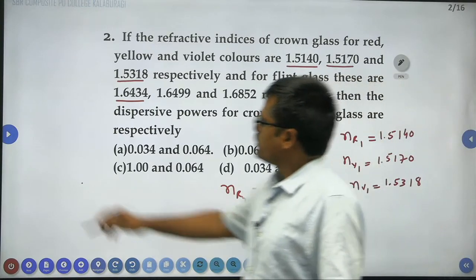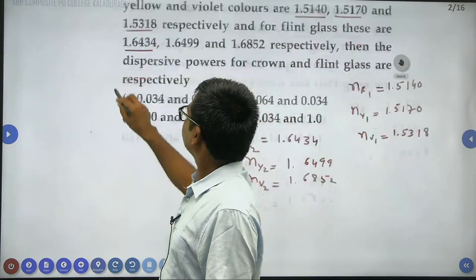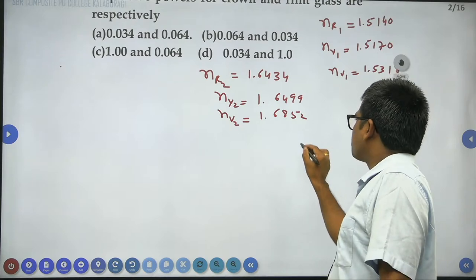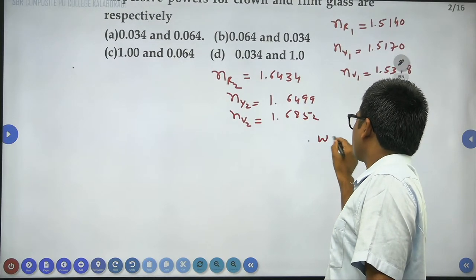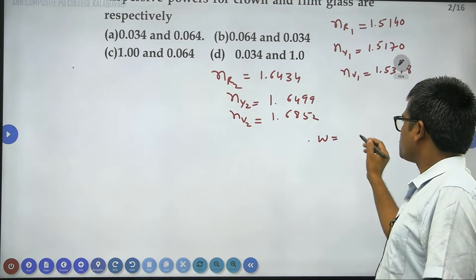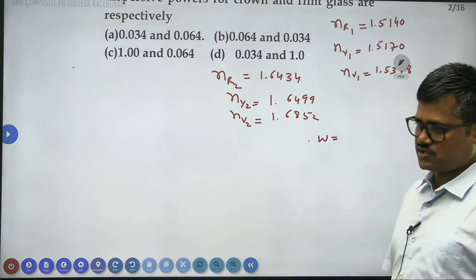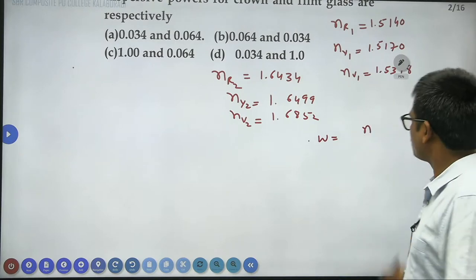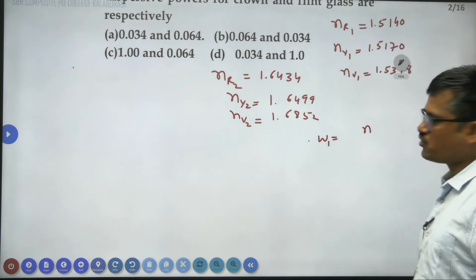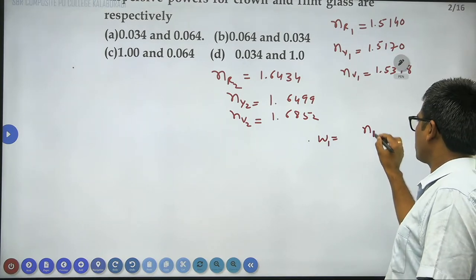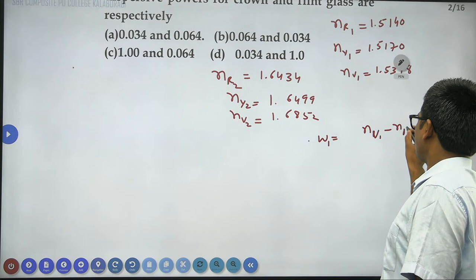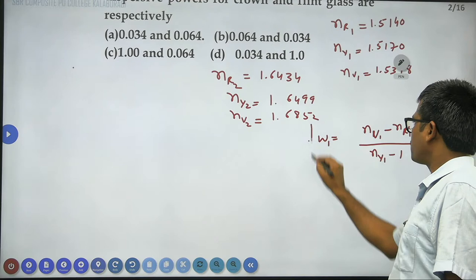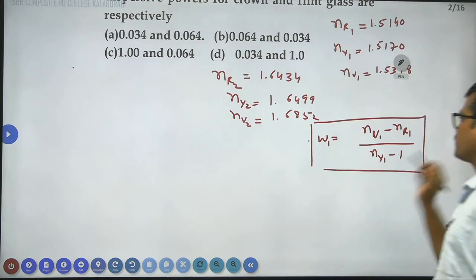Okay, now for that we'll have a formula. What is the dispersive power formula? The dispersive power for a given prism is equal to angular dispersion divided by mean deviation. You know it already. If you do so, let me write it for crown glass first. It will be nV1 minus nR1 divided by the refractive index of the mean color. So this is the formula for the dispersive power of a prism.